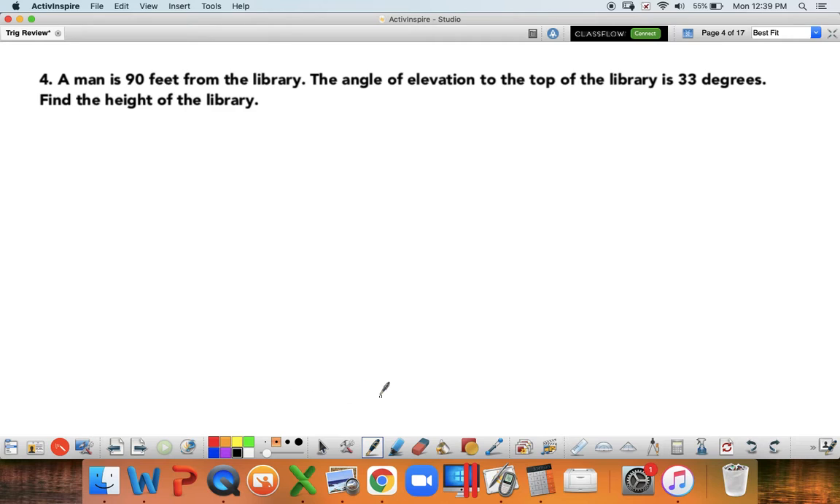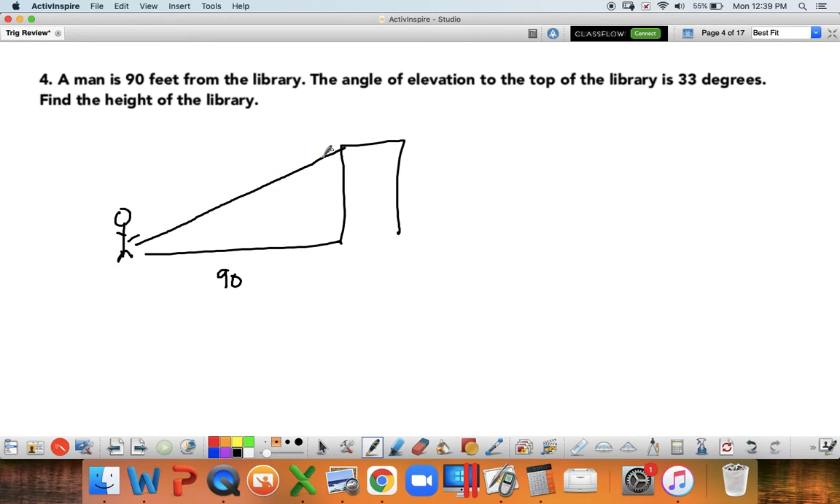Right, looking at number 4. So we've got some word problems. I try to write these word problems so that they're straightforward, but I know it can be very easy to draw the picture incorrectly. So let's draw these pictures correctly and make sure we are getting the same answers. So a man over here is standing 90 feet from a library. So we'll say here's our library. The angle of elevation to the top of the library is 33 degrees. Find the height. So what we're trying to do is find, how high up is that library? What is the height of the building of the library?